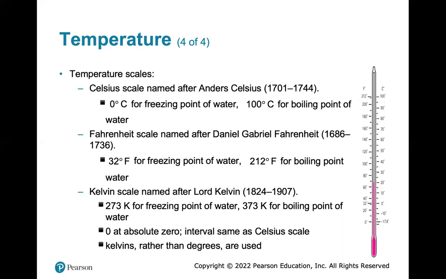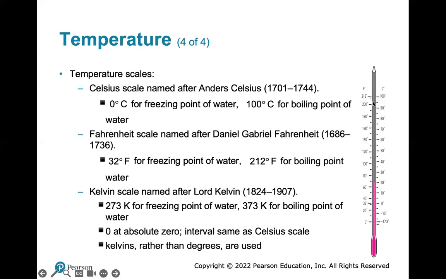But there's always still some jiggling going on. So even though we've reached microkelvin, we've never gotten to absolute zero, as far as I know. I could be wrong. So notice in the last line, kelvins rather than degrees are used. You don't say 273 degrees Kelvin, you just say 273 Kelvin.